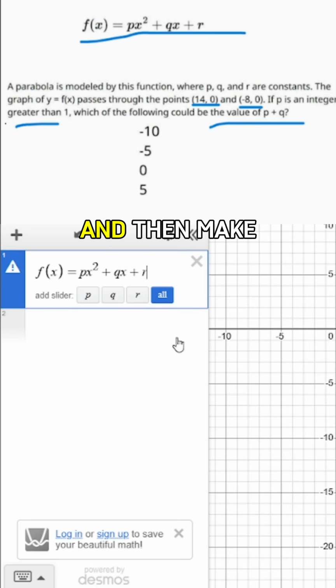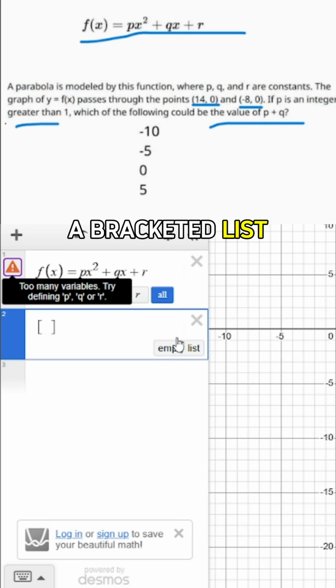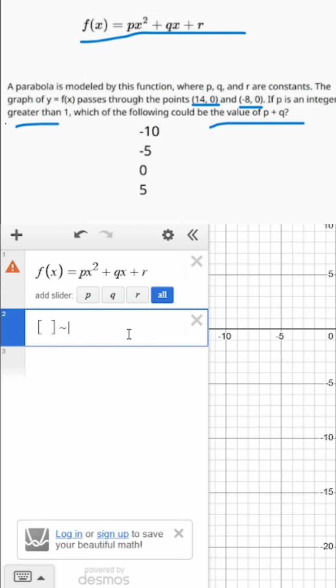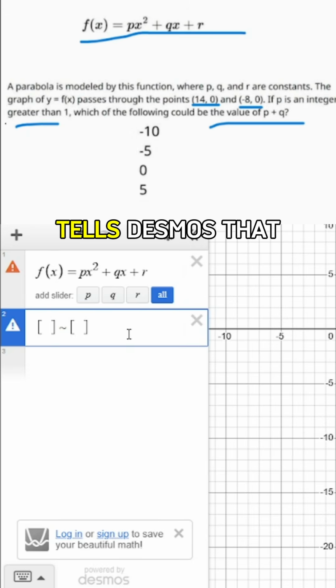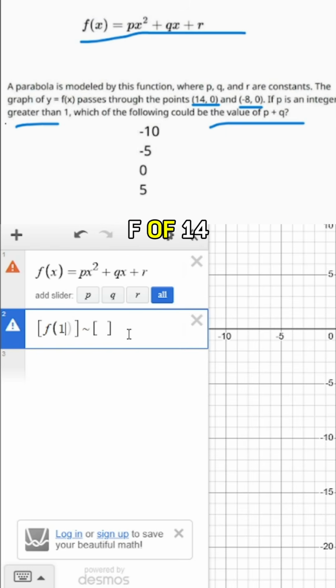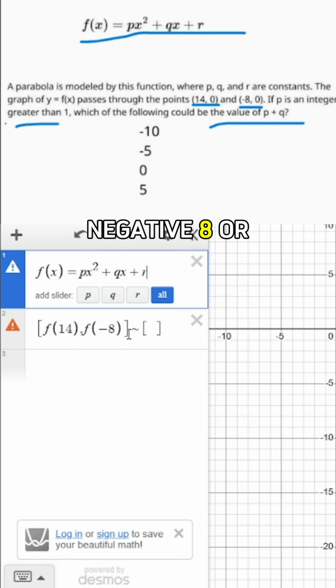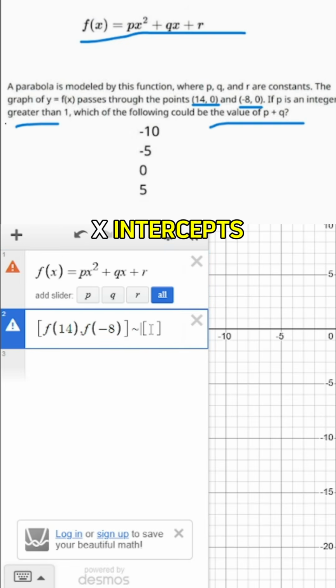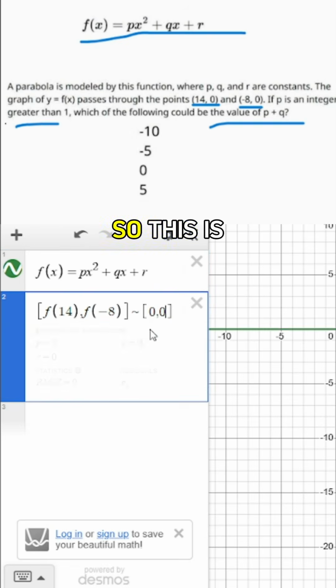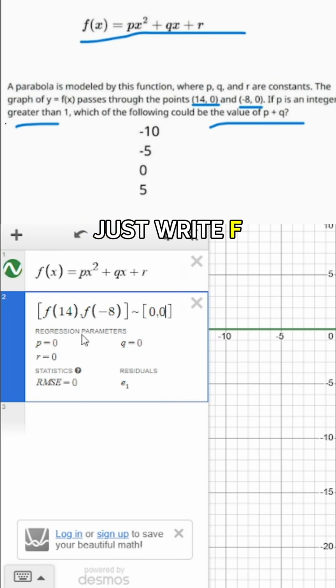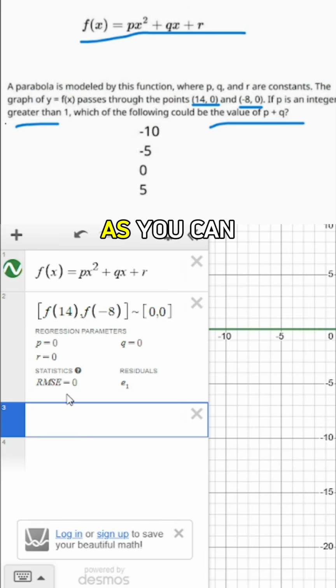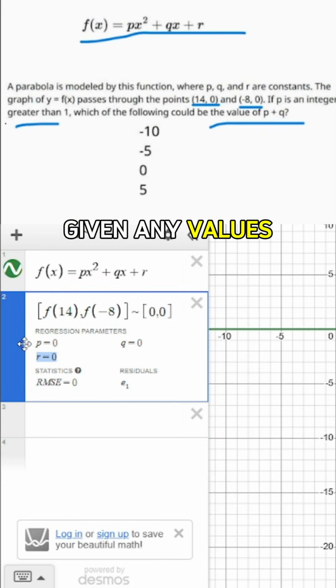and then make a bracketed list that tells Desmos that f of 14 and f of negative 8 are x-intercepts. So this is how we would do that. Just write f of 14 equals 0 and f of negative 8 equals 0. As you can see, we're not given any values for these.